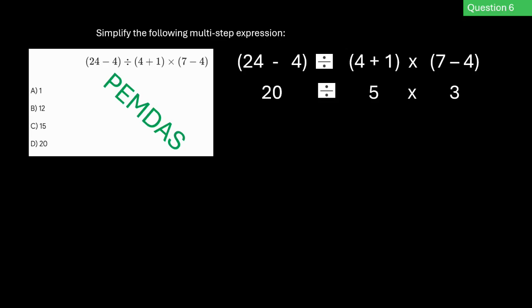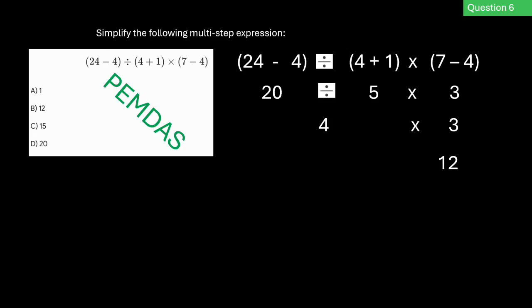And 20 divided by 5 is 4. And let's put that back, multiply by 3. So now you have 4, we multiply by 3 is 12. So there you go. We have simplified our multi-step expression.